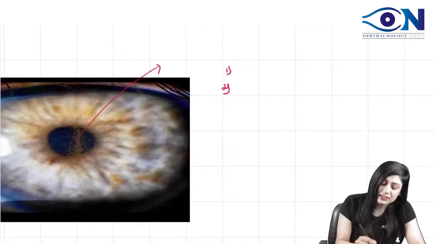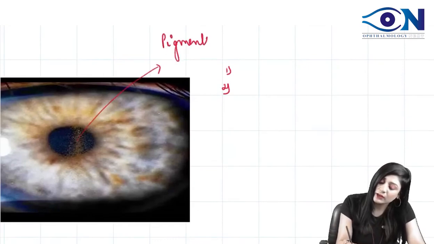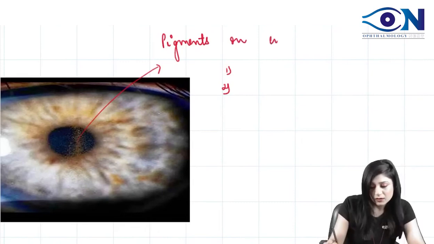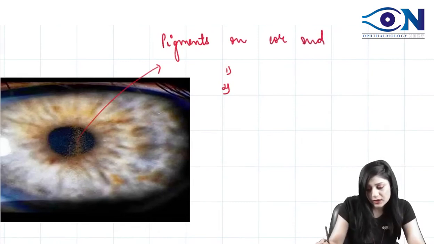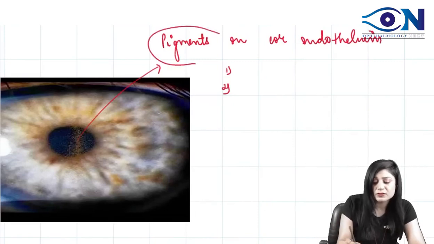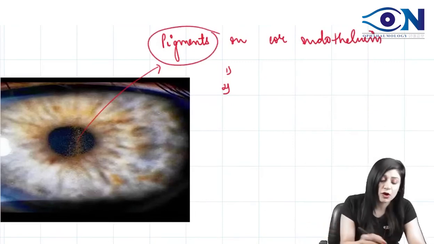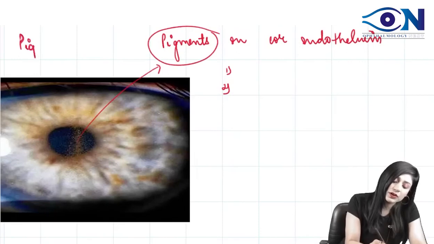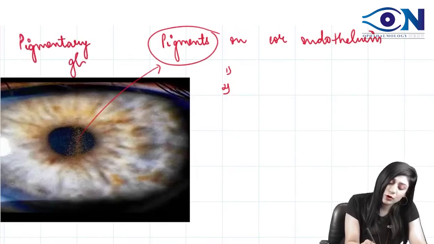You can see these are the Krukenberg spindles. What is this? You can see these are small pigments. These are the pigments on the corneal endothelium, and because they are pigments, now you can remember its cause. It will be pigmentary glaucoma. Therefore, this is the pigmentary glaucoma.